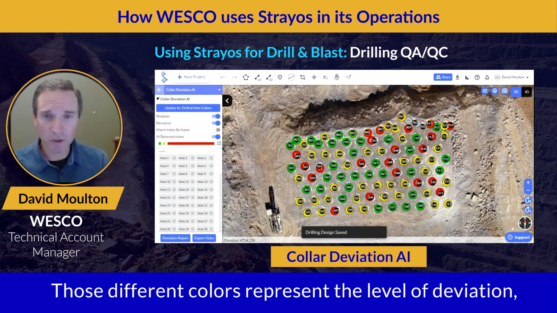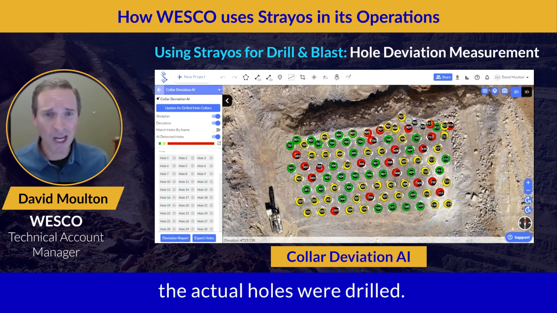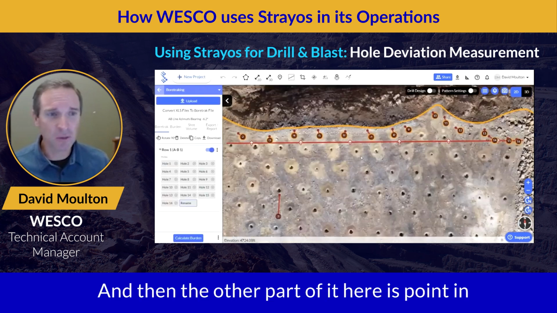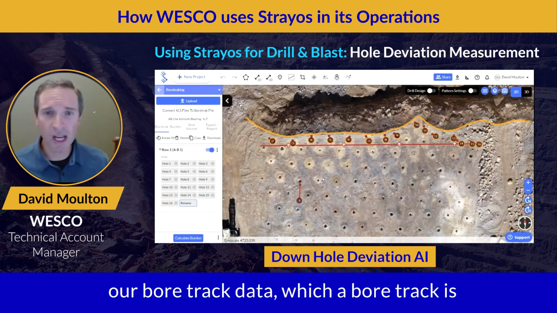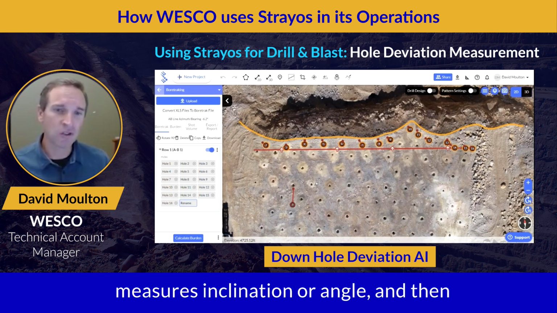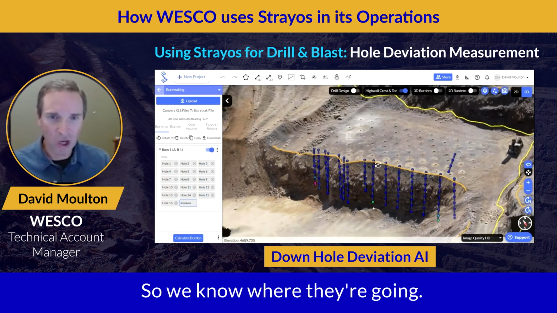Those different colors represent the level of deviation, which is really important for us, actually knowing where the actual holes were drilled. And then the other part of it here is pulling in our bore track data, which a bore track is a device we run down the holes, measures inclination or angle, and then the bearing or azimuth of those holes. So we know kind of where they're going.